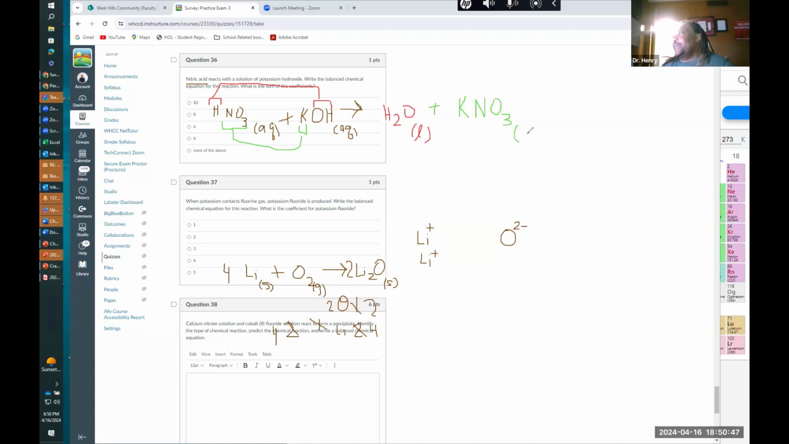Okay, and that would be aqueous. Okay, is it balanced? We have one potassium, one potassium. We have 4 oxygens, 4 oxygens, and we have 2 hydrogens, 2 hydrogens. Yeah. That's fine.